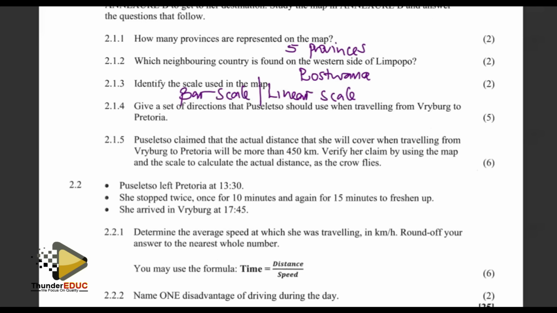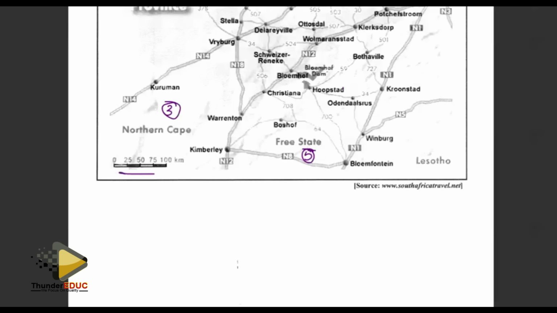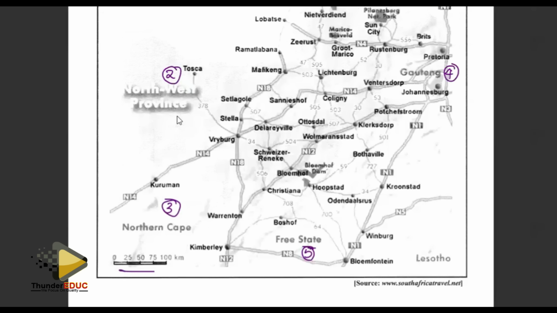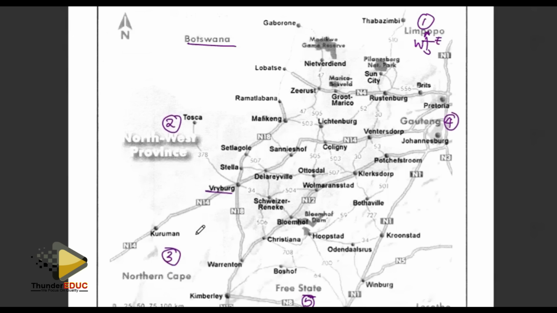Give a set of directions that Pusilesu should use to travel from Rustenburg to Pretoria. The person is traveling from Rustenburg to Pretoria. So from Rustenburg, we are saying use the N14. Now you mention the towns you're going to pass. We have Delareyville, then Sandy off, Koster, then you move to Pensop, and eventually you get there.